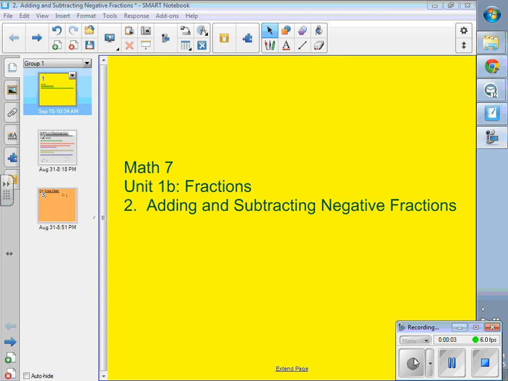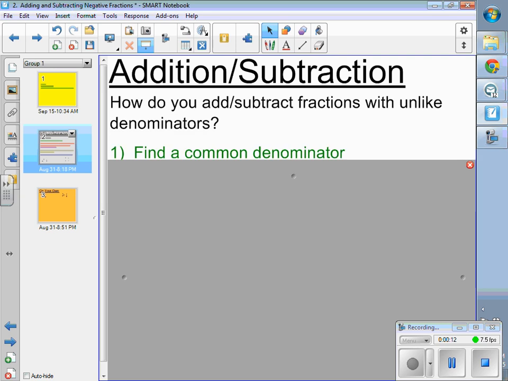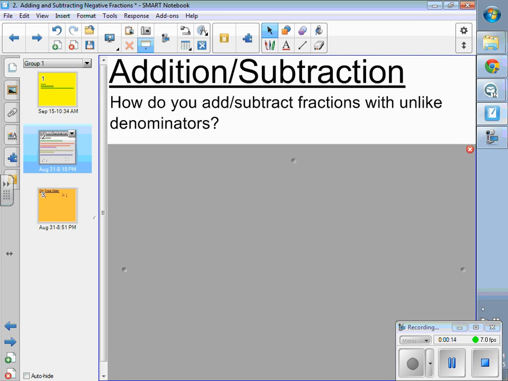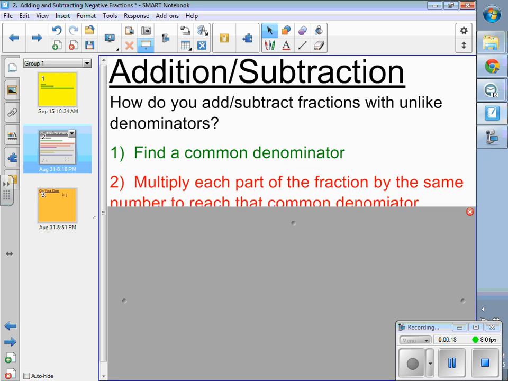Today's lesson is on fractions, adding and subtracting negative fractions. Addition, subtraction. How do you add and subtract fractions with unlike denominators? We find the common denominator, then we multiply each part of the fraction by the same number to reach that common denominator.